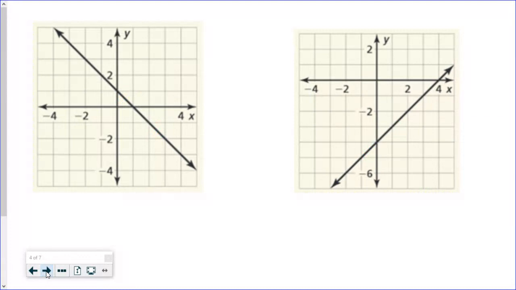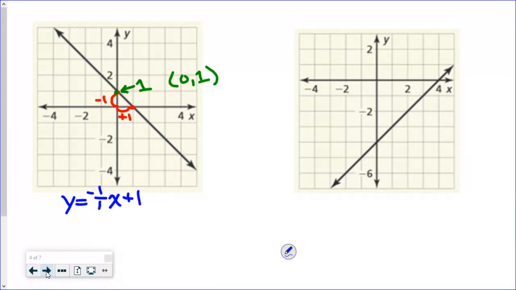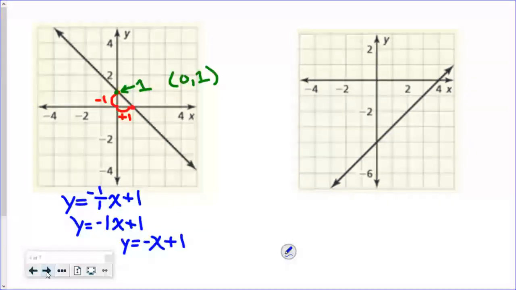Same thing, we're going to keep going now. It's a downhill negative slope. I know it crosses here, and the other place it crosses is here. So it's down 1 to the right 1. And right here at 1, or the ordered pair 0, 1, is where it crosses the y-axis. So my slope-intercept form is -1 over 1 times x plus 1. Now, -1 over 1 is the same thing as just -1x. I could also say -x plus 1. These are all the same equation.